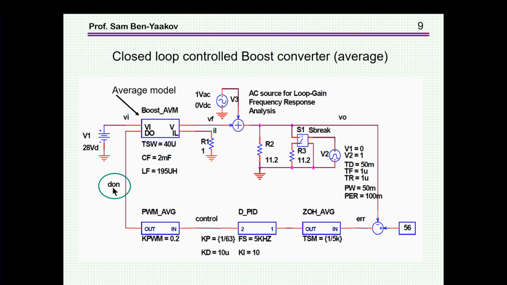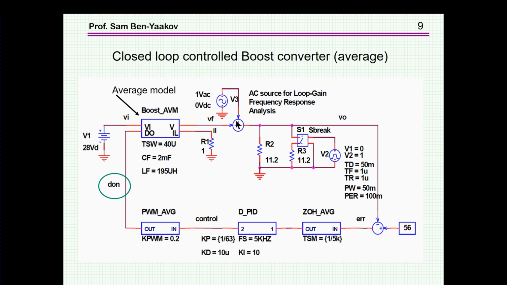pulses here, but rather a continuous waveform voltage, and the duty cycle is coded into volts. Say 1 volt is a duty cycle of 1, 0.5 volt is a duty cycle of 0.5. Okay, so this is an average model of a closed loop boost converter.